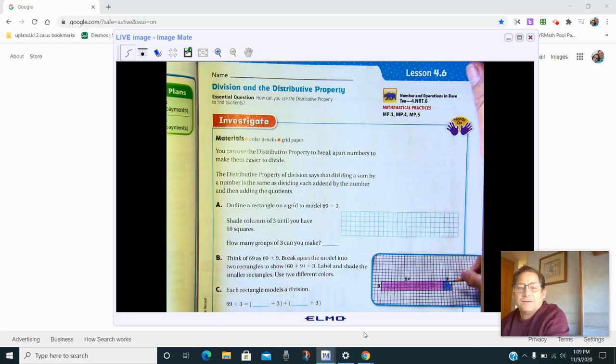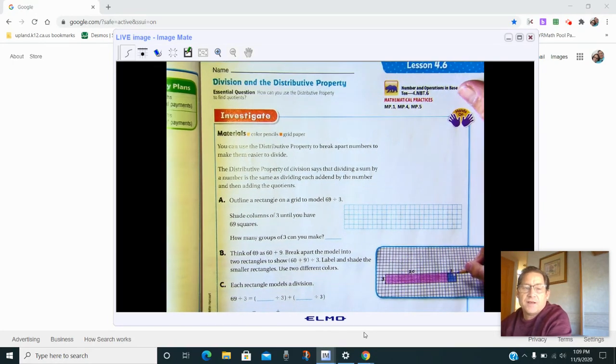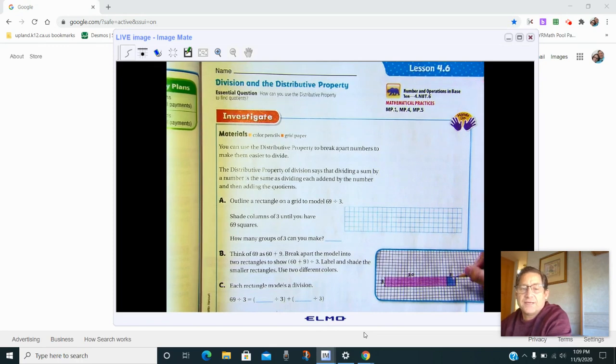Hello. We need to review division and the distributive property, lesson 4.6, page 163 of your textbook. You might want to have color pencils and additional grid paper.